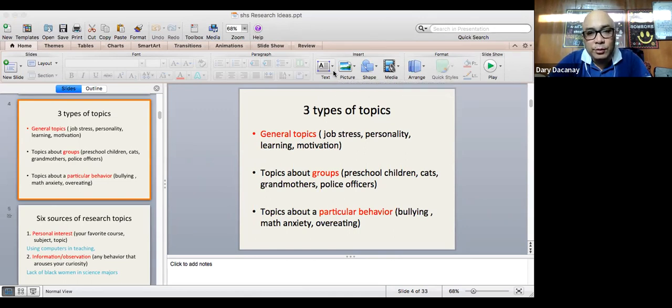Now, topics about groups, pwede naman yon. Let's say preschool children, you'd like to talk about cats, turtles, grandmothers here in the Philippines, police officers, teachers. Now, topics about a particular behavior: bullying, math anxieties, overeating, pwede yon. But there are some topics na marami nang gumawa, for example, bullying, math anxiety also. Overeating, medyo konti lang. You can focus on behaviors as a topic as well.